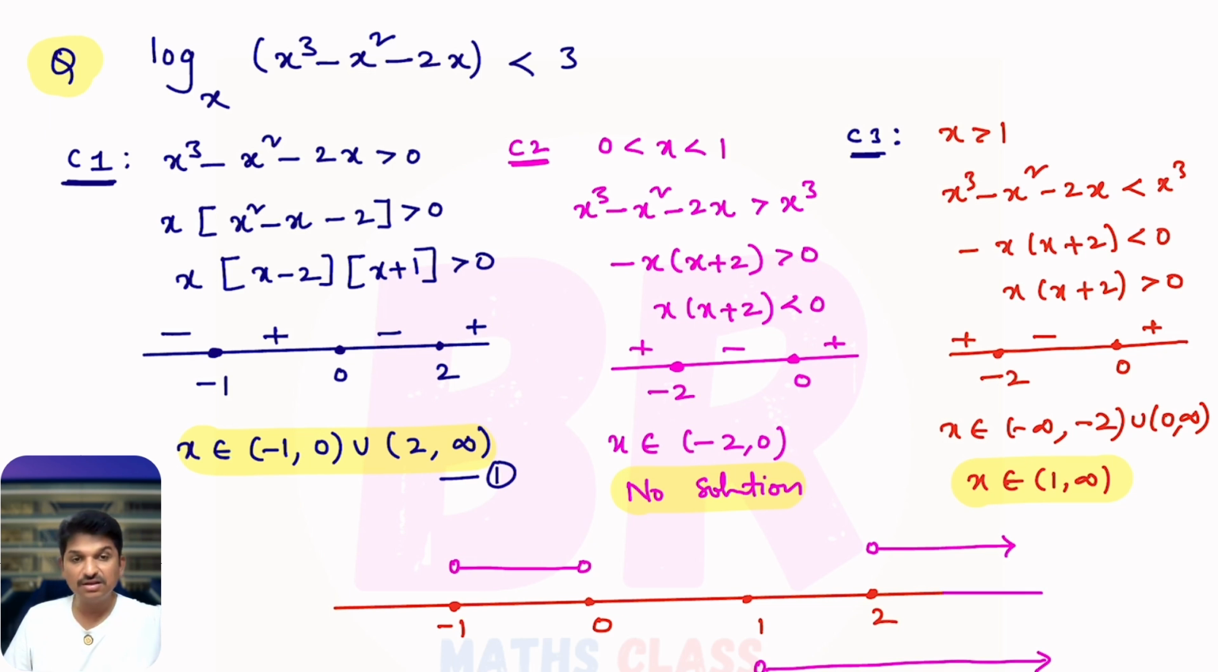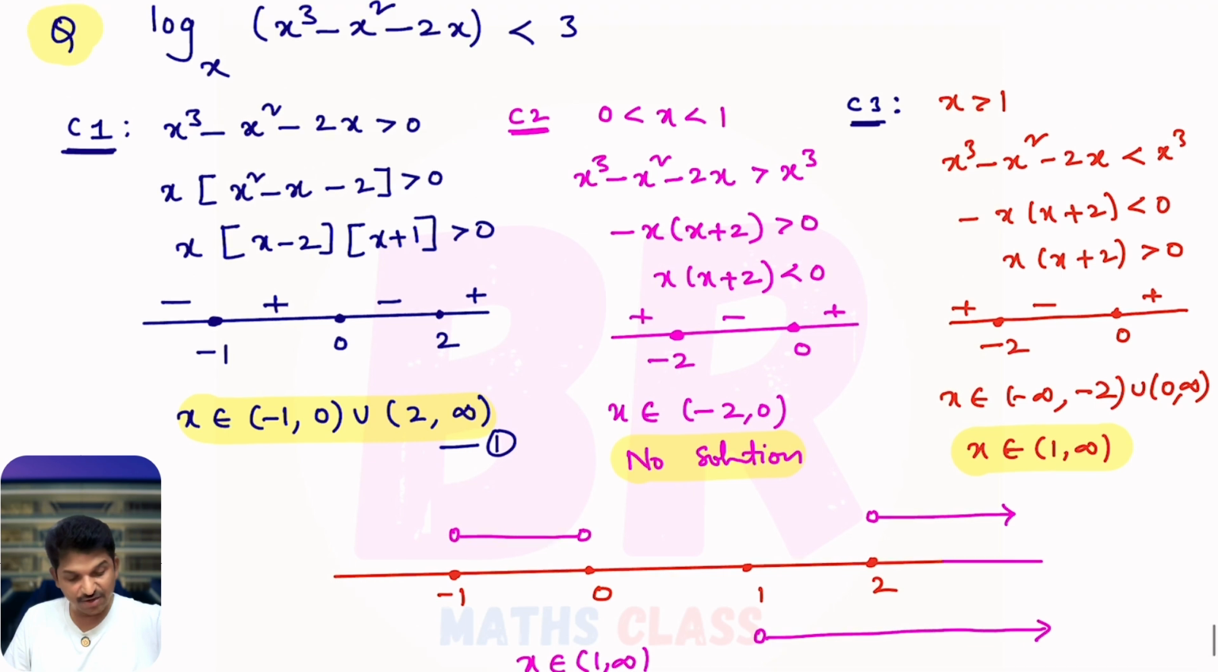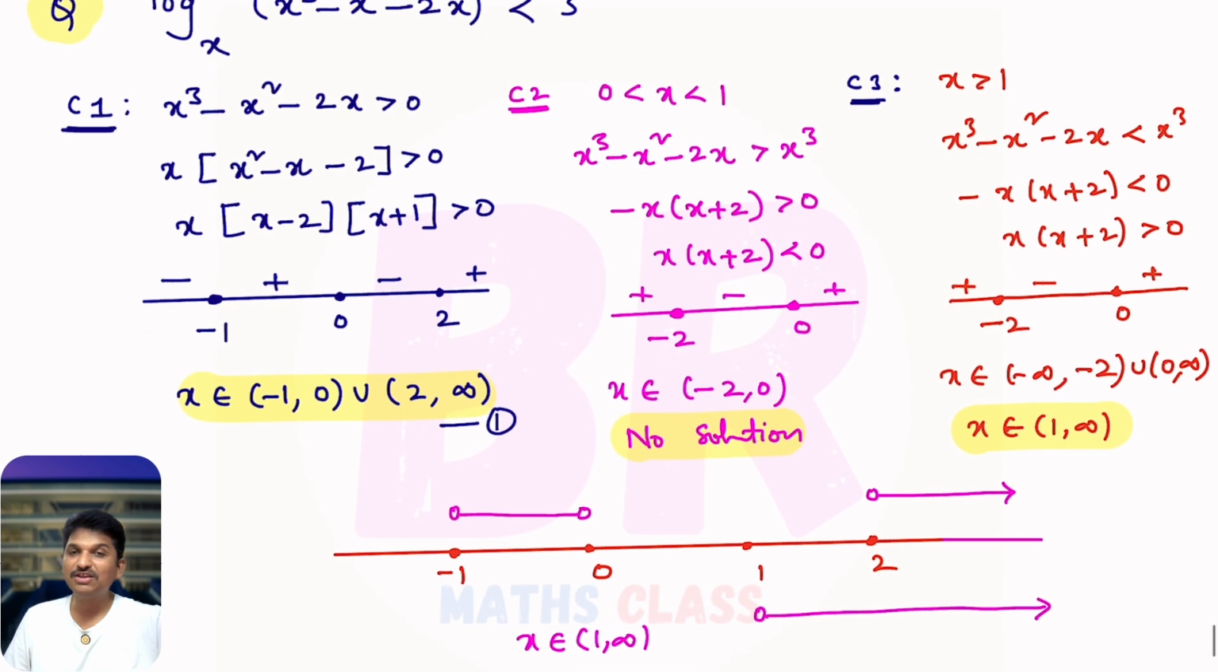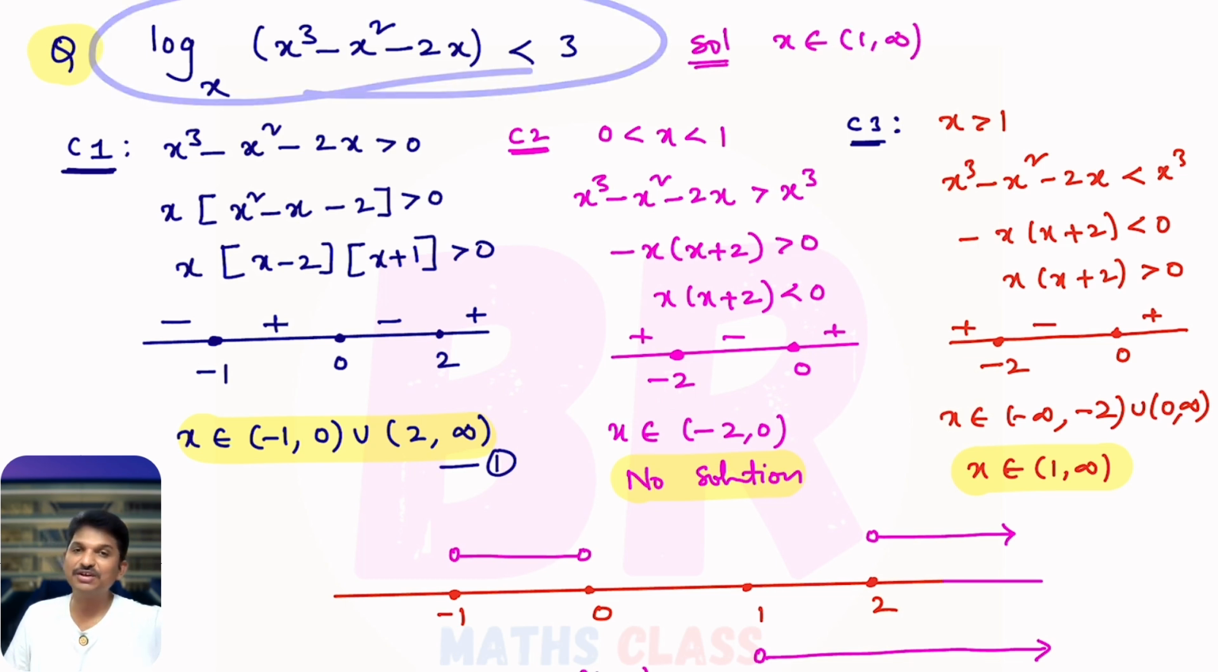You check which part is common. Which part is common? You see here, this is there in this and this is there in this also. The intersection of these two is what? 1 to infinity. So what is the solution of this inequality? This inequality solution is 1 to infinity. So for what x values does this inequality hold good? The answer is when the x value is 1 to infinity, then this inequality holds good, right?